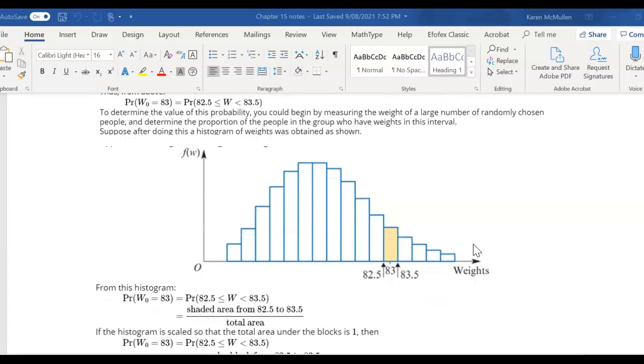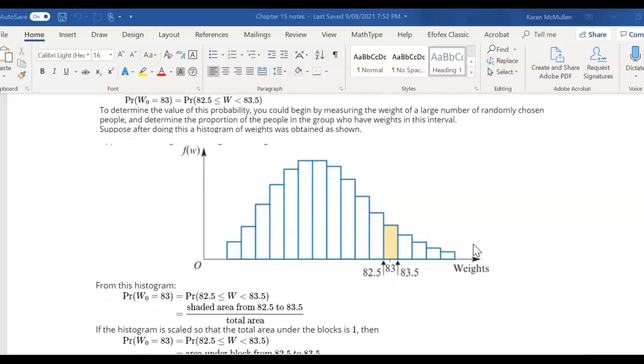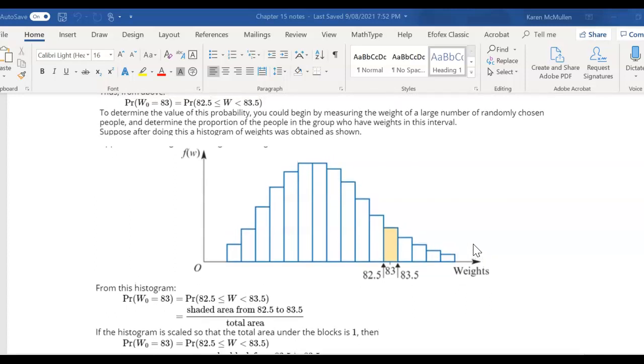What we have here is, if we were to graph, I'm going to read that. Determine the value of this probability. You could begin by measuring the weight of a large number of randomly chosen people and determine the proportion of people in the group who have weights in this interval. Suppose after doing this, a histogram of weights was obtained. So what we have here is a histogram.